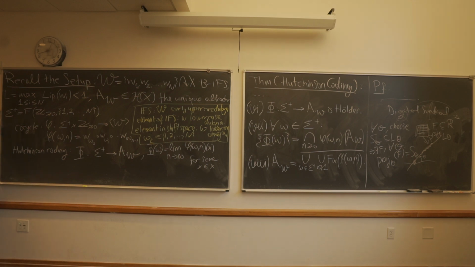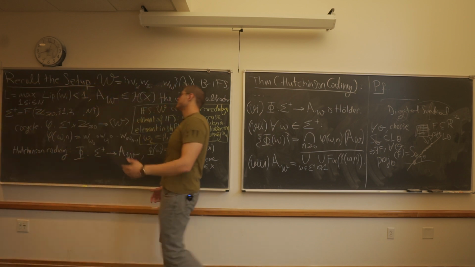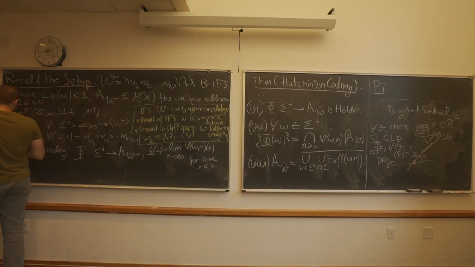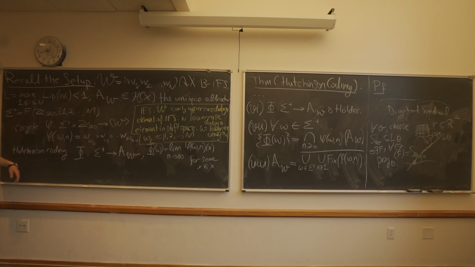okay, so we have an iterated function system. L is going to be the Lipschitz constant, or the maximum of the Lipschitz constants. By definition, it's some number less than 1, between 0 and 1. A sub W is the unique attractor for the iterated function system. Uppercase sigma plus is the shift space with symbols 1 to n. You see, I have one symbol for one function.